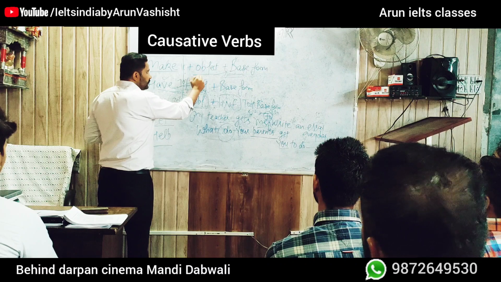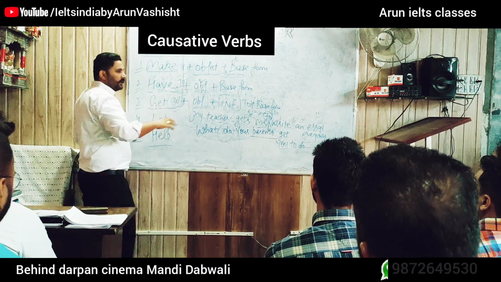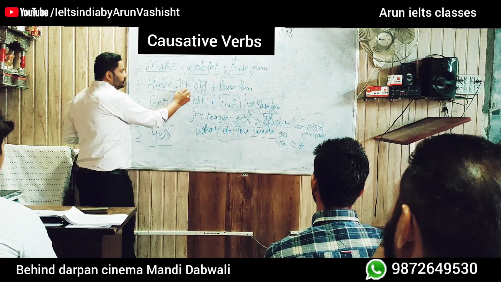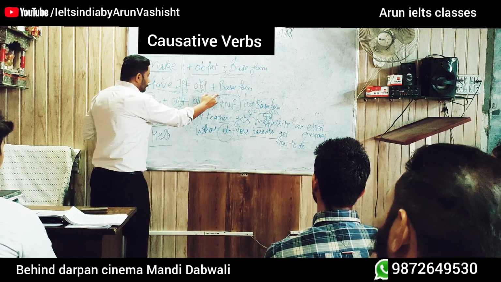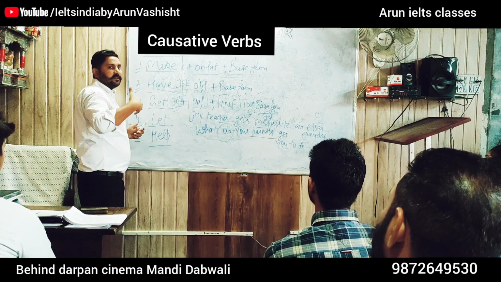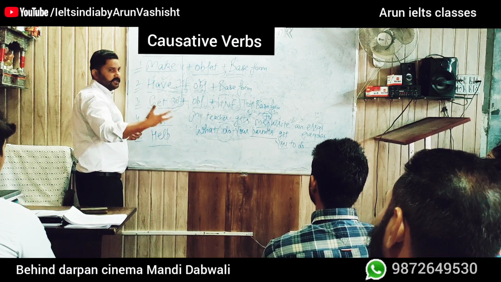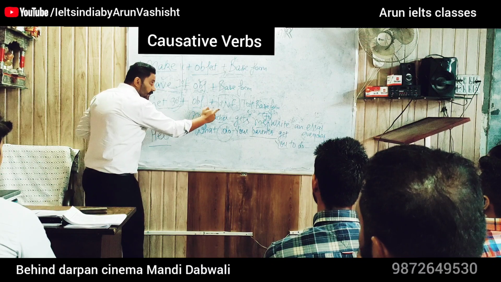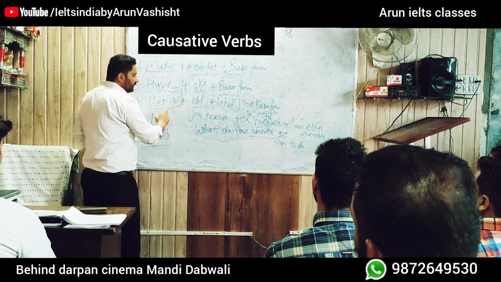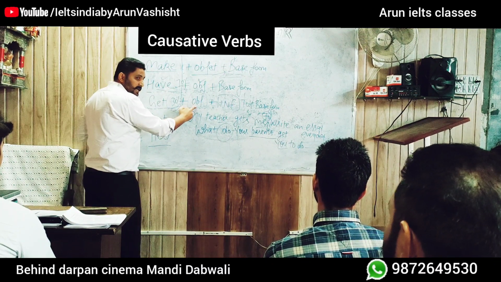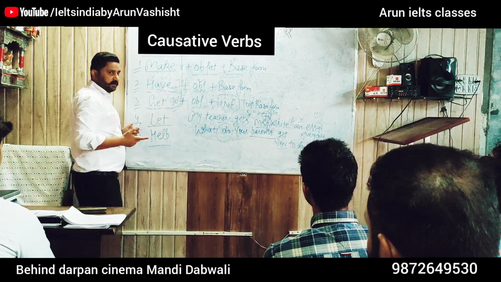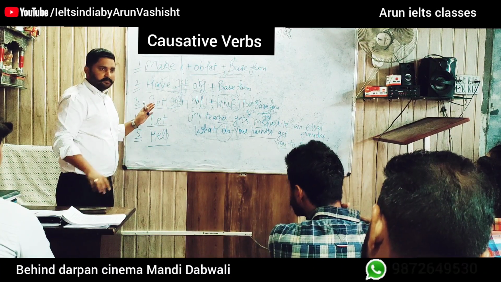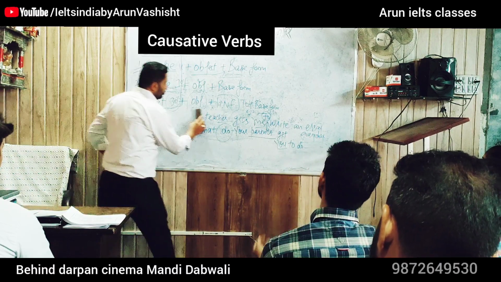Make plus object plus base form. And when somebody forces, 70%, what's that? Have plus object plus base form. And when somebody convinces or tries to convince, we use get plus object plus infinitive. What's that? Get plus object plus infinitive. Is that clear? Yes, sir. Right, let's go for let.